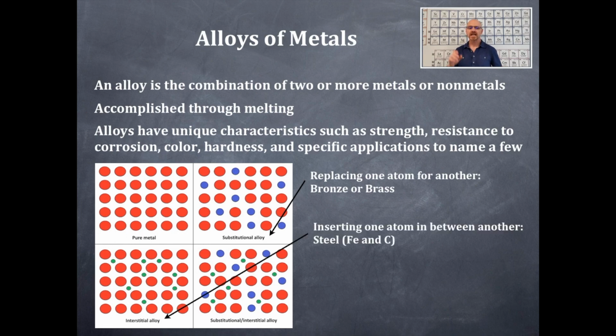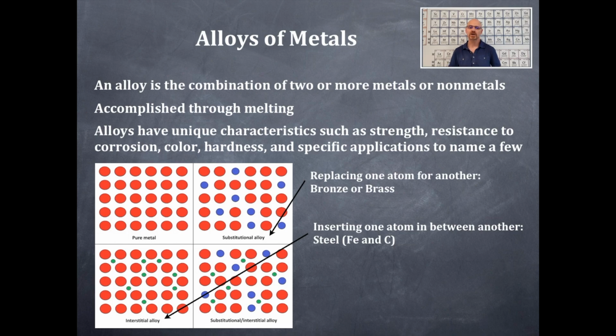Okay, then the next one here on the lower left-hand corner is an interstitial alloy. An interstitial alloy is inserting one atom between another. So I have not removed any of the atoms, but I've put one in between them, kind of like in the open spaces in between them. So a steel is an example of this, and this is with iron and carbon.